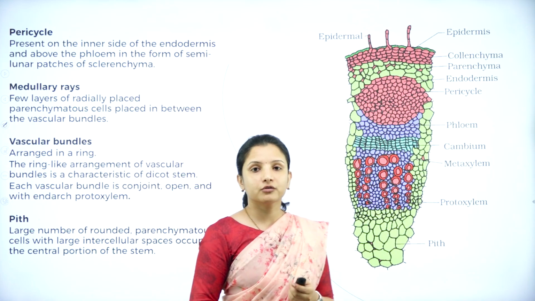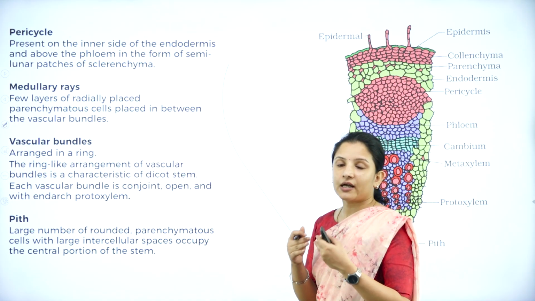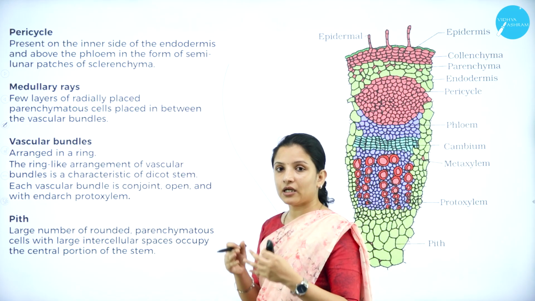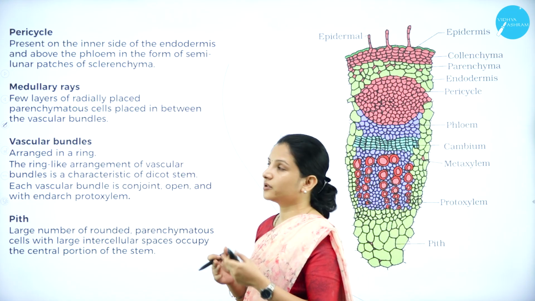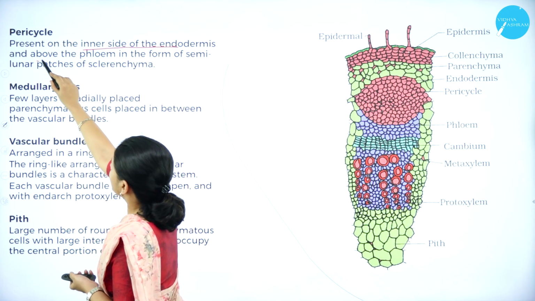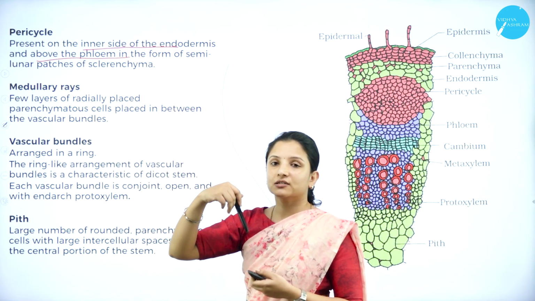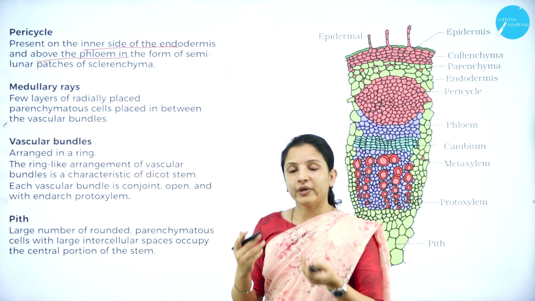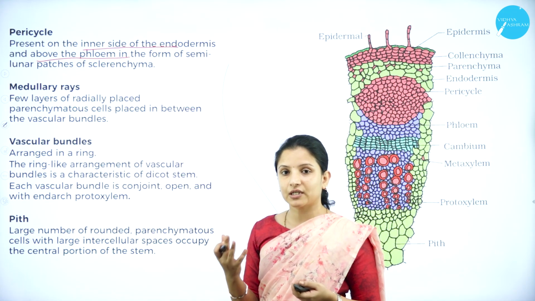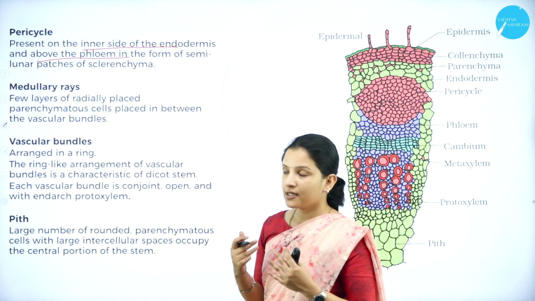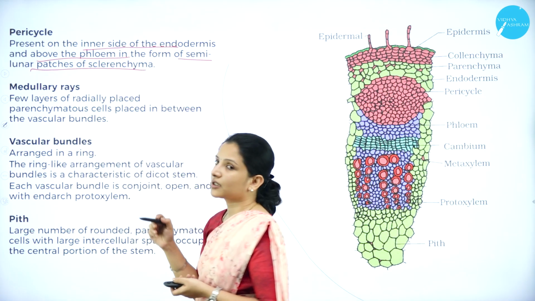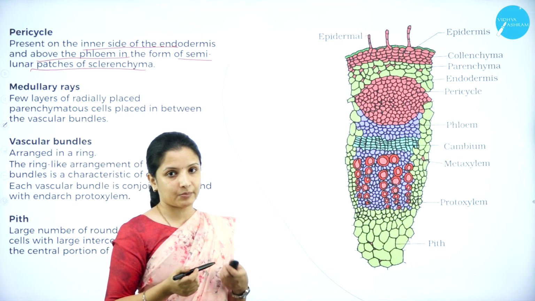So next, moving on to the cells or tissues that are arranged below the endodermis. Below the endodermis, there is a layer present inner to the endodermis, which is called the pericycle, and it is always present below the endodermis and above the phloem. Like how you studied the pericycle in the root, it is the same in this case also. It forms semilunar patches of sclerenchyma. It means they are made up of sclerenchymatous cells.